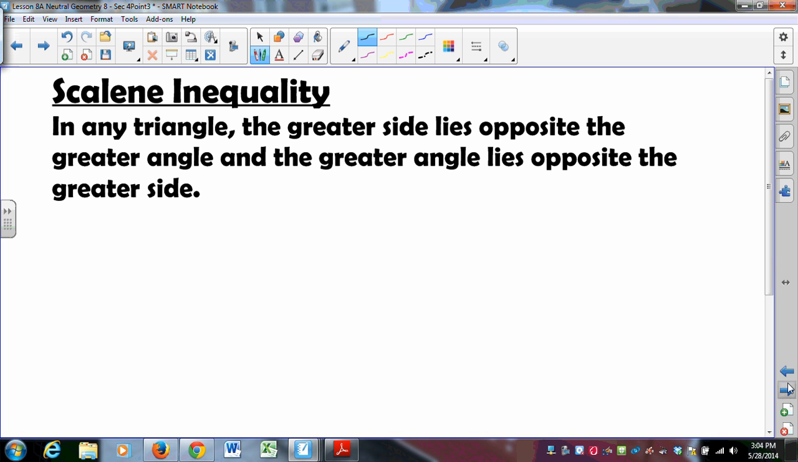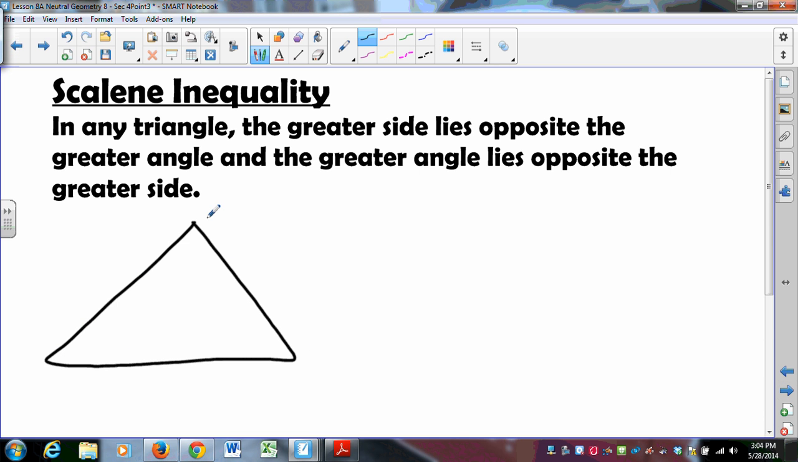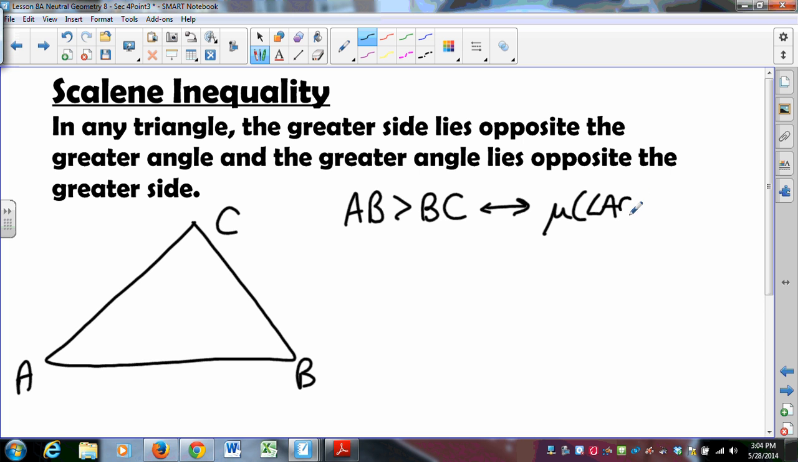The scalene inequality says that in any triangle, the greater side lies opposite the greater angle, and the greater angle lies opposite the greater side. So let's just establish what we mean by that. We mean that if we have a triangle ABC, if AB is greater than BC, then that if and only if the measure of angle ACB is greater than the measure of angle BAC. It's an if and only if, which means we have to go one way and then the other.